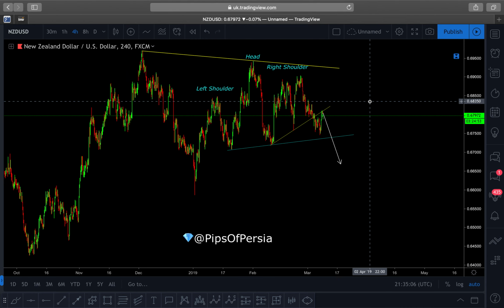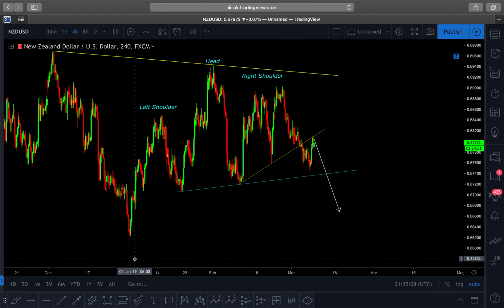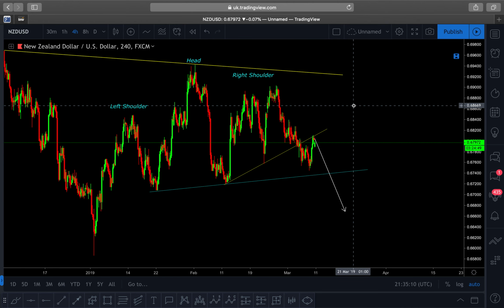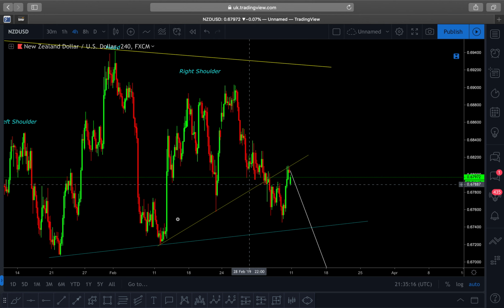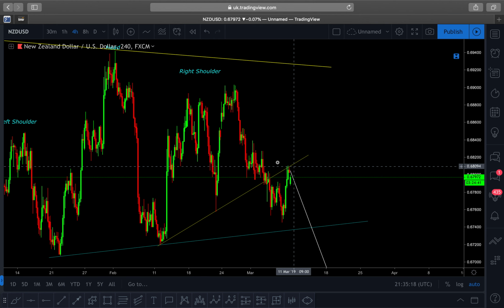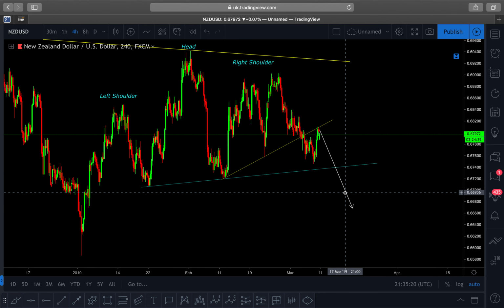New Zealand dollar versus the US dollar. Head and shoulders formation, as you can see, indicating a potential decline. We've gotten a break and retest of a smaller scale trend line as well. One touch, two touch, break, retest. So I'm going to remain bearish on this pair. I'm going to remain completely bearish on this pair.